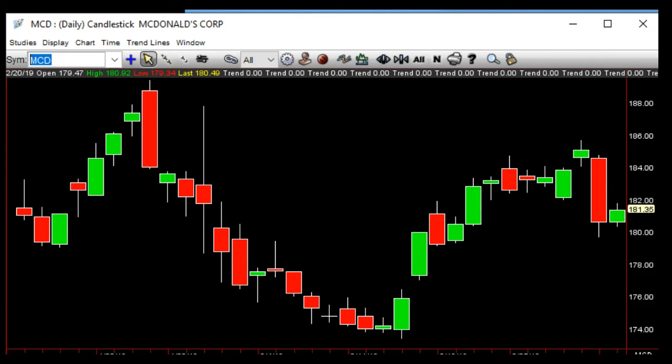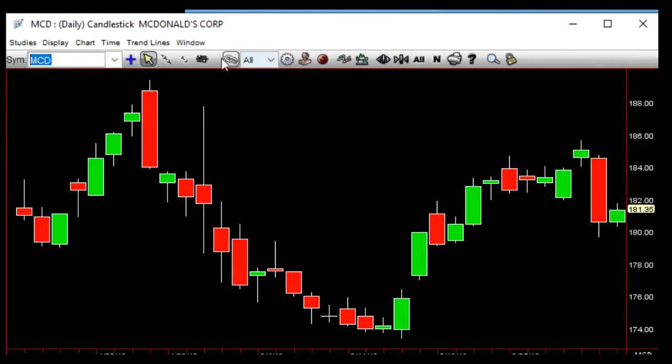McDonald's. And McDonald's, inside day, tight triangle like this, you can see.